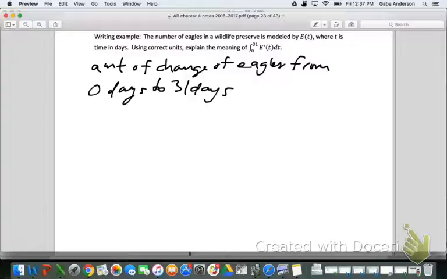Yes. I just have a question about this type of question. Would you want us to define what E prime of t is also? No, because we're more looking for the overall meaning. Like if you were to do whatever this was and got an answer for it, what would be the meaning of the answer?